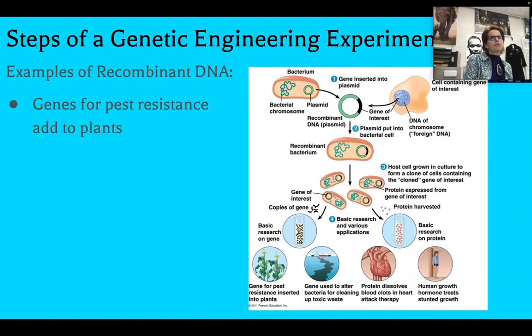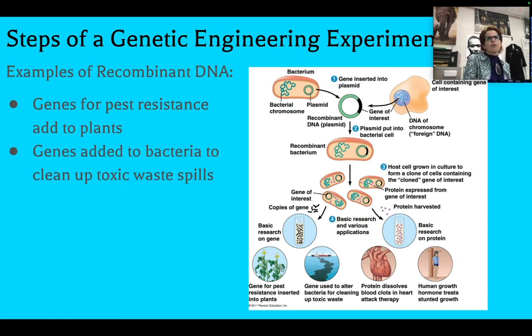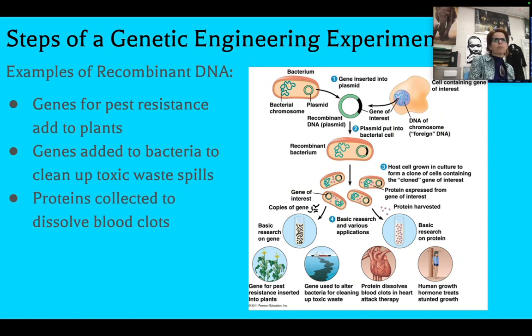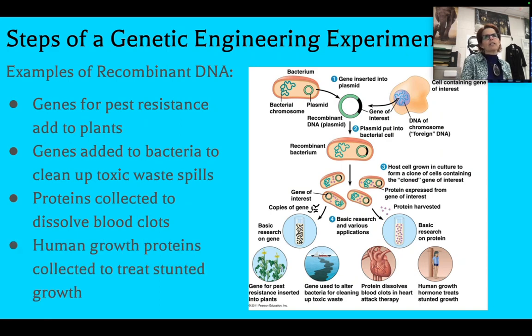So examples of recombinant DNA: we've added genes for pest resistance to plants. We've added genes to bacteria to help clean up things like toxic waste spills. We've added proteins to dissolve blood clots, and then human growth proteins for people who are behind on the growth charts.